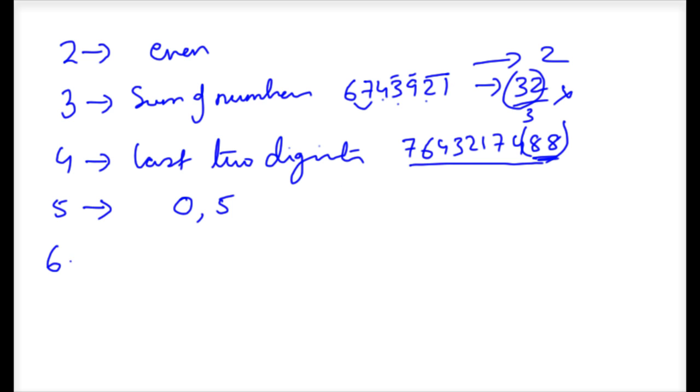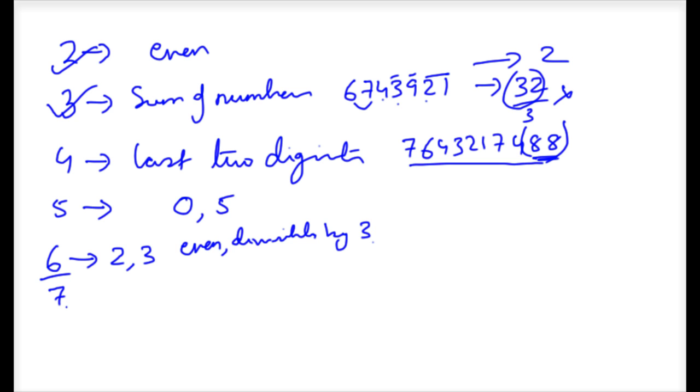Then the test of divisibility for 6: if a number is divisible by 2 and if a number is divisible by 3, it is automatically divisible by 6. So for a number to be divisible by 6, 1, it has to be an even number, and 2, the sum of digits should be divisible by 3. So if it follows this and if it follows this, then the number is divisible by 6.